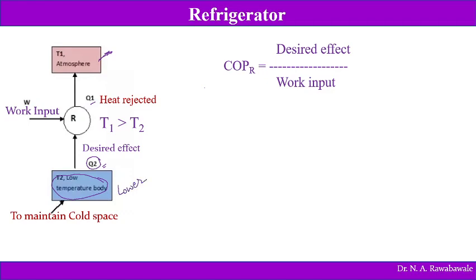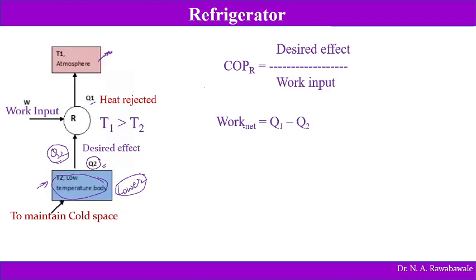So therefore we start to absorb Q2 amount of heat energy. This Q2 amount of heat energy which is removed from this body at lower temperature is nothing but the desired effect. Our aim is to remove Q2 amount of heat energy from a body at lower temperature. So this is our desired effect. Now this is the desired effect divided by work supplied. So this work is supplied to this refrigerator which transfers heat energy from a body at lower temperature to a body at higher temperature. So this ratio is nothing but the coefficient of performance of a refrigerator.